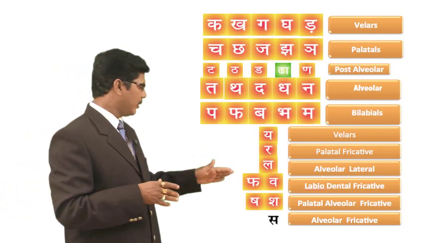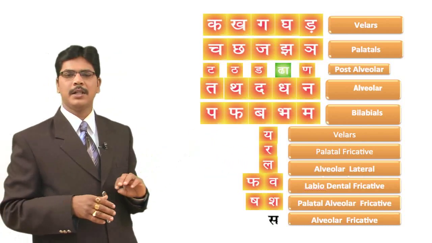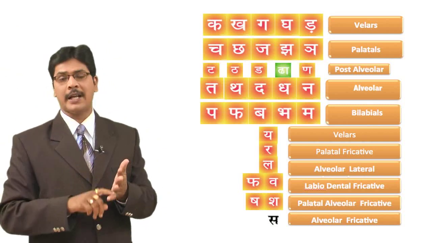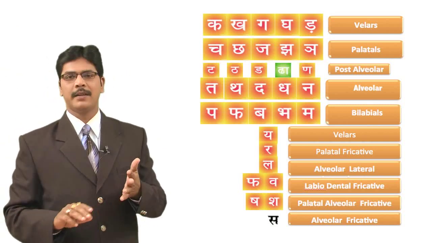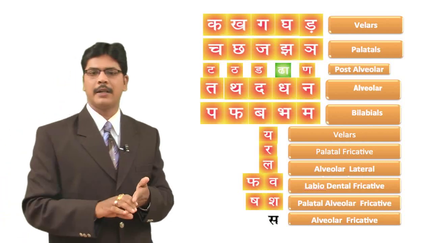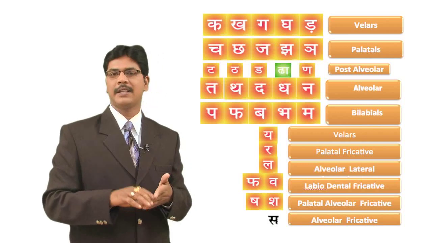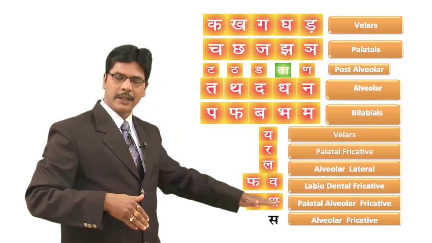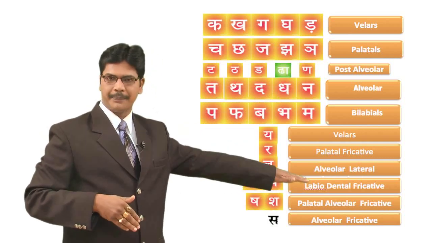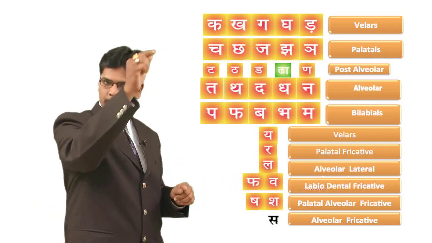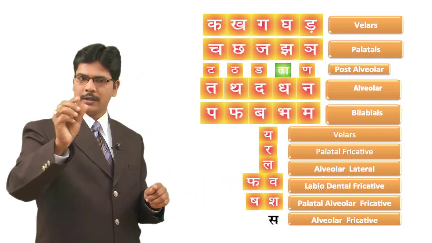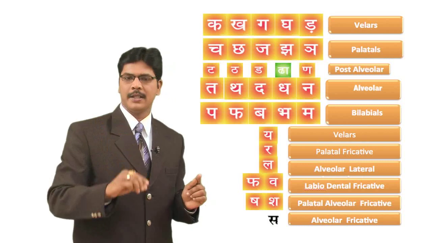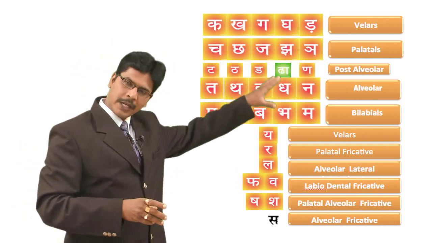Now you can see the last line: ya, ra, la, va, sha. They are pulled from the upper lines. There's one velar in this line, one palatal, and one dental fricative, the va. So from the upper lines, from ka, ga up to pa, bha, ma, they took one from each. Whatever sounds are extra, in the form of post-velars, alveolars, palatals and fricatives, they took one from that particular line.